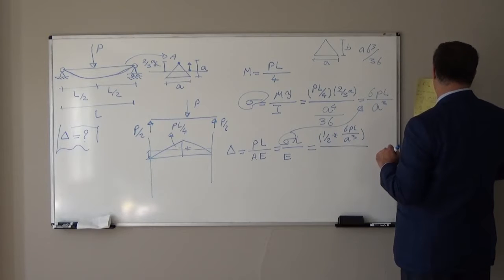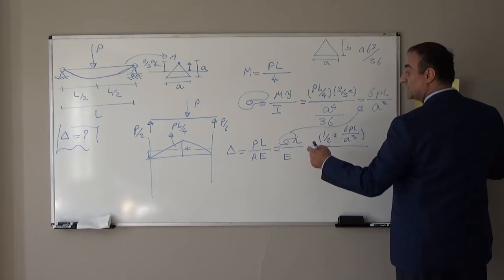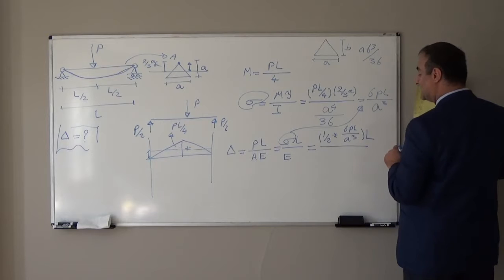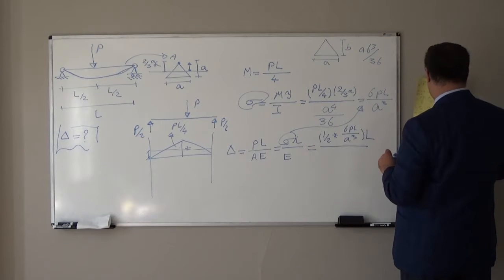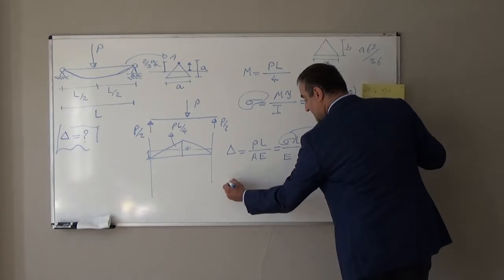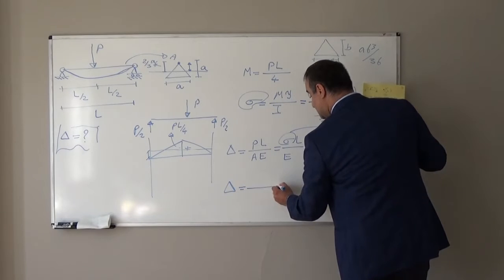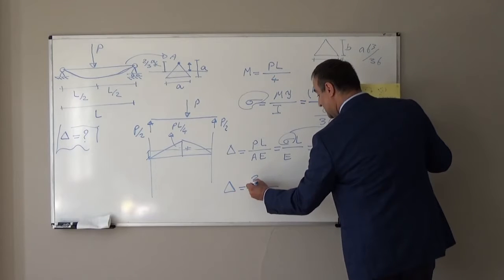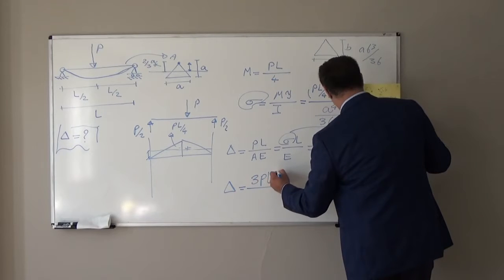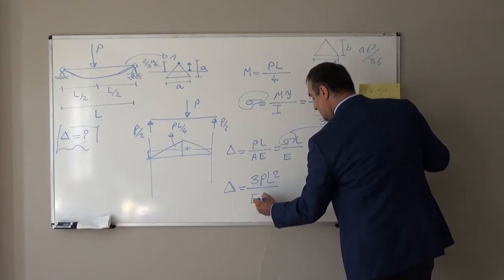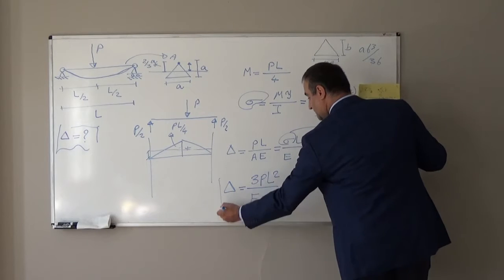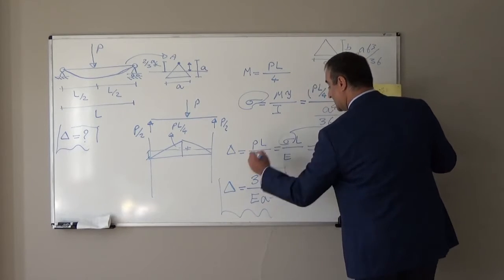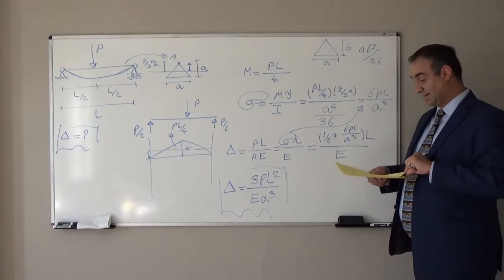This will be the average stress times the length of the fiber, which is the length of the beam, L, divided by Young's modulus. From here, the contraction in the extreme fiber will be equal to 3P L squared over E A cubed. This is the first example.